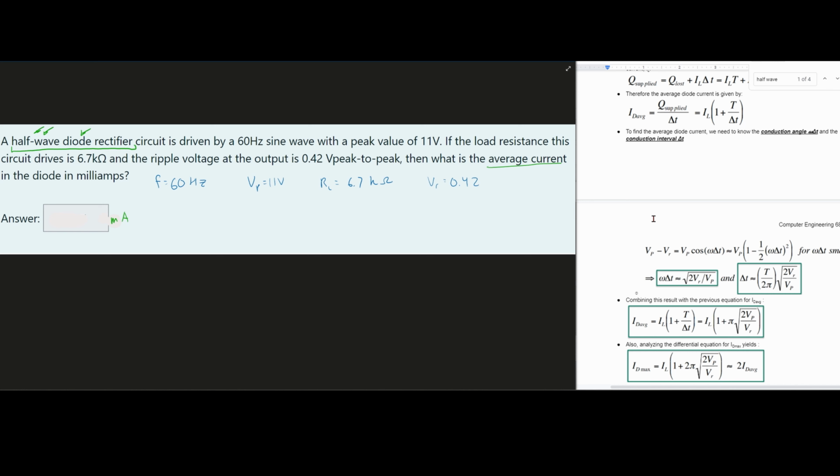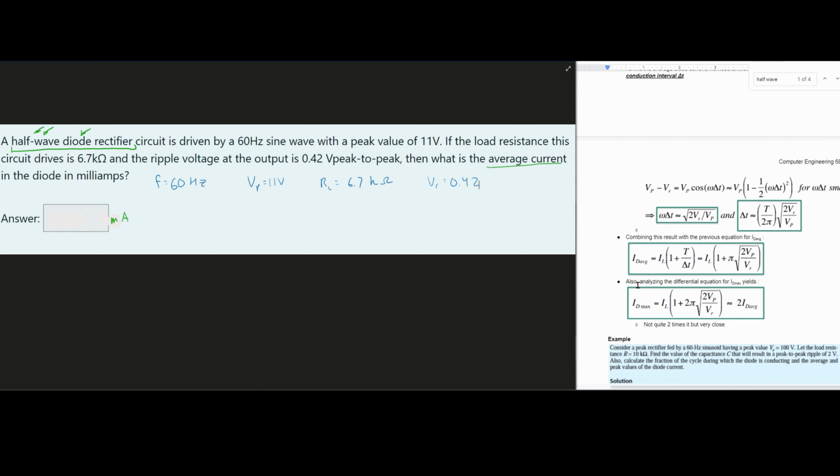So let's look at that. We have ID average right here. So let's write this out. We have our ID average, and this is equal to, we have two different ways we can write it. We're going to write it the second way, and that's because we don't have the T's or the delta T. We instead have VP and VR.